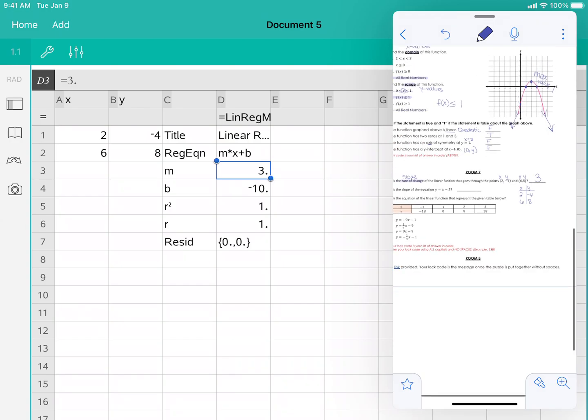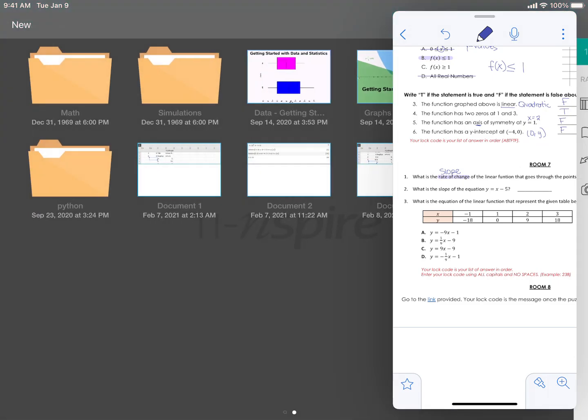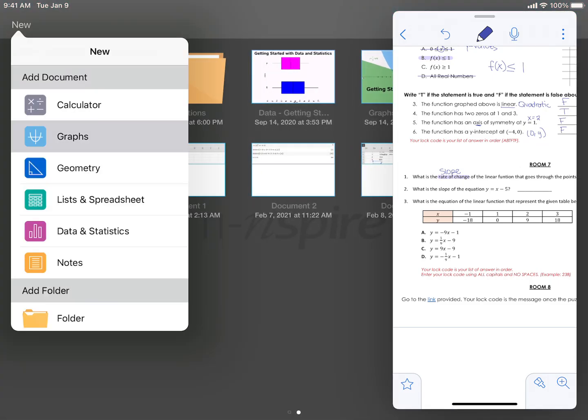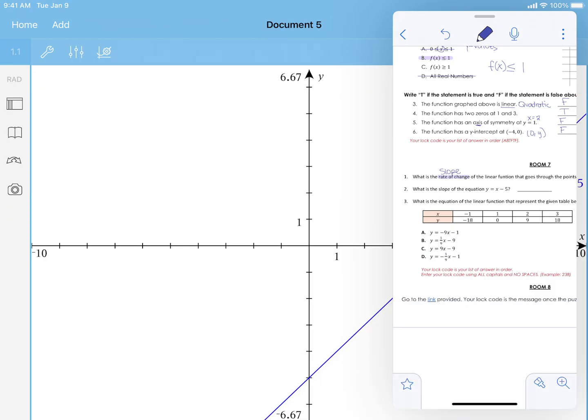Okay. Now it says, what is the slope of the equation y equals x minus 5? So if you forgot slope-intercept form, you can always go to your calculator. So we're going to go back home and discard our changes. We're going to go new, but we're going to go to graph now. Okay, so when we go to graph, we're going to type that in. We're going to type in x minus 5.